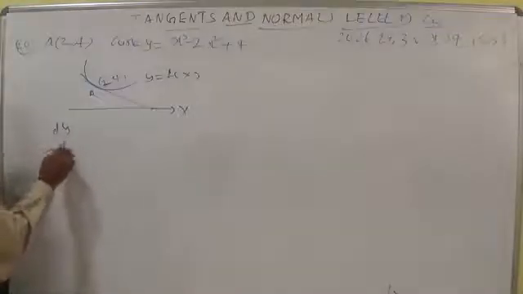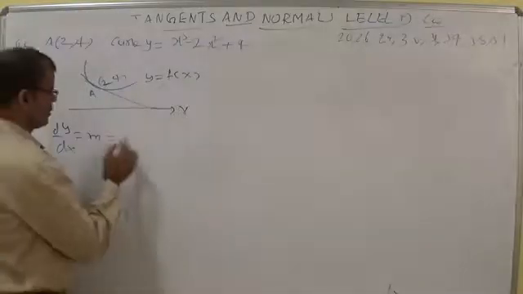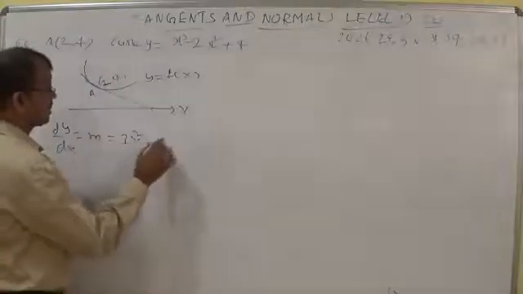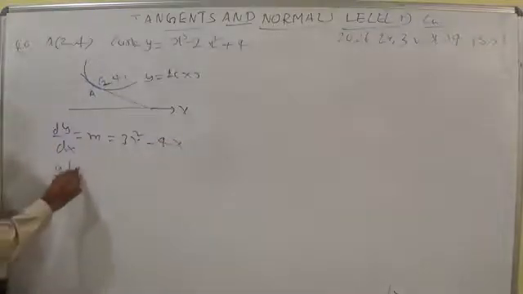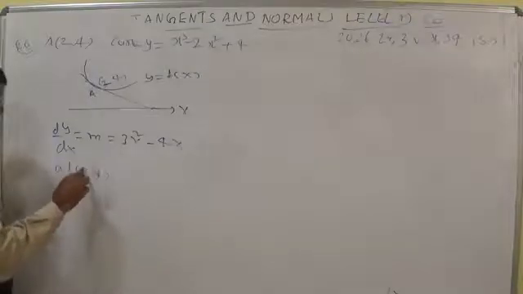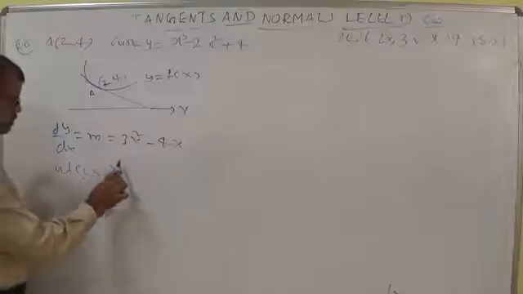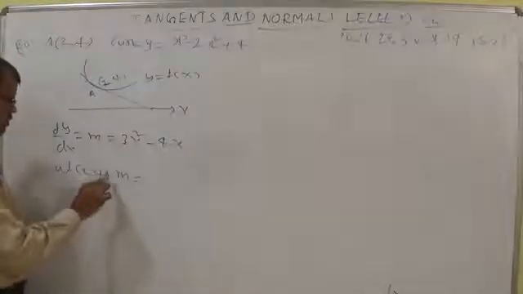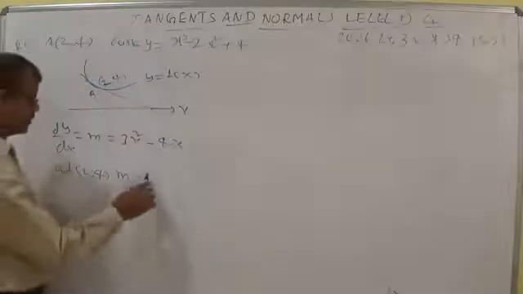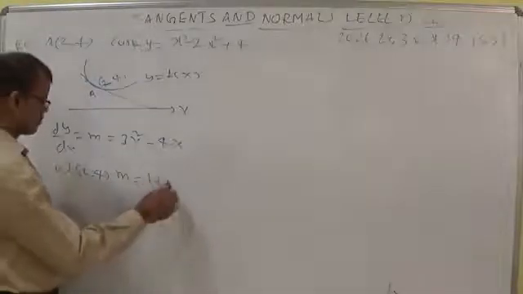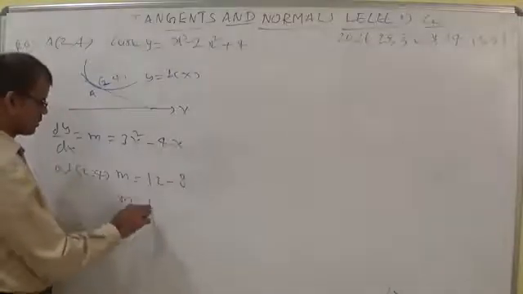dy by dx you write here. dy by dx is equal to m, I mean slope of the curve. So 3x square minus 4x you can write here. Now you write here at 2 comma 4, m is equal to, that means you substitute the value 2 instead of x. 3 into 2 square, that means 3 into 4 is 12, minus 4 into 2 is 8. m is equal to 4.